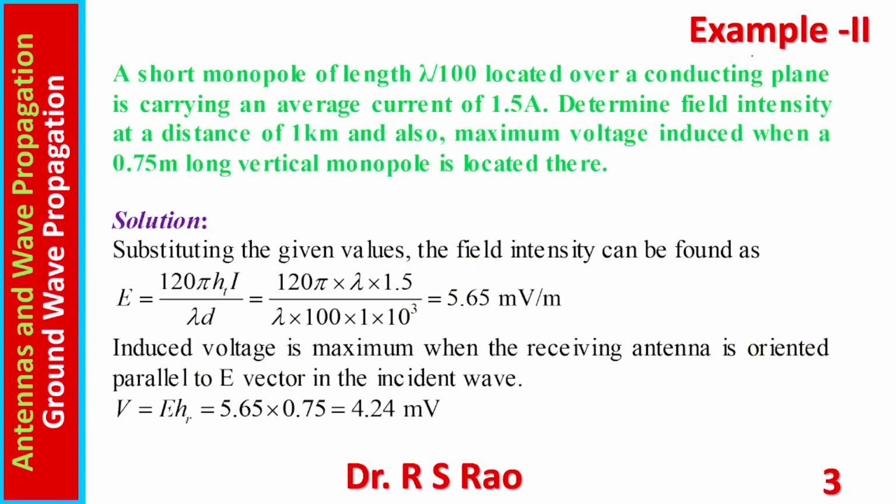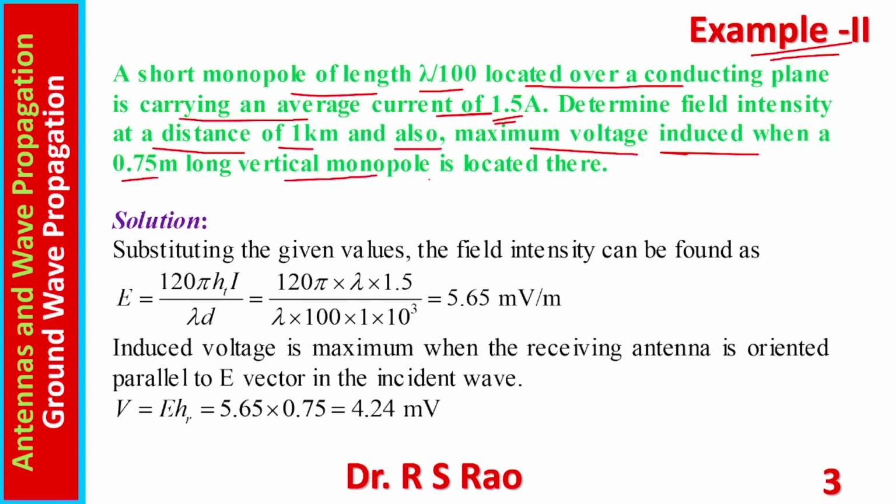Another problem, example 2, this is also based on ground wave propagation. A short monopole of length lambda over 100 located over a conducting plane is carrying an average current of 1.5 amperes. Determine field intensity at a distance of 1 kilometer and also maximum voltage induced when a 0.75 meter long vertical monopole is located there. It means at a distance of 1 kilometer. We are asked to determine two things.